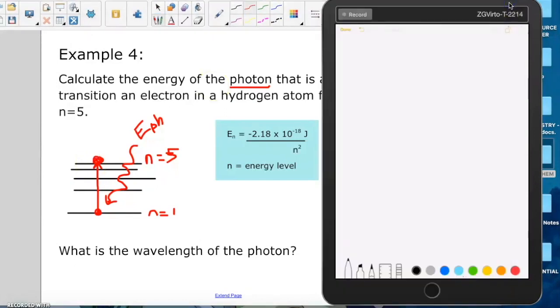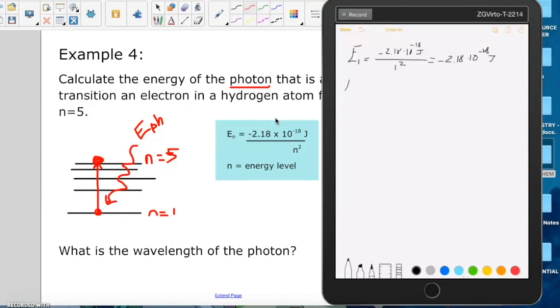So the first thing you want to do is focus on the equation that helps you calculate the energy of the electron on a certain level. For level 1, E1 will be minus 2.18 times 10 to the minus 18 joules divided by 1 squared, which is minus 2.18 times 10 to the minus 18 joules.